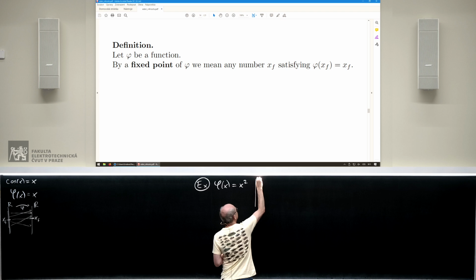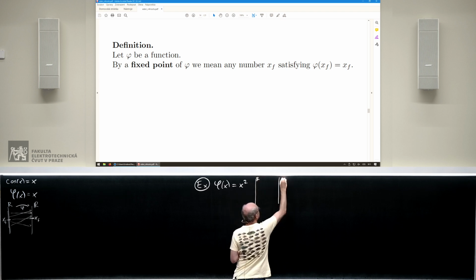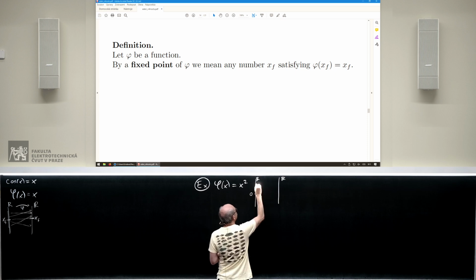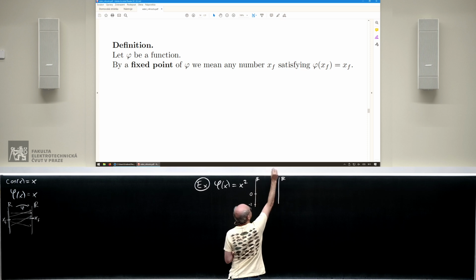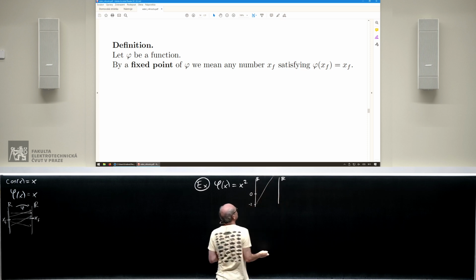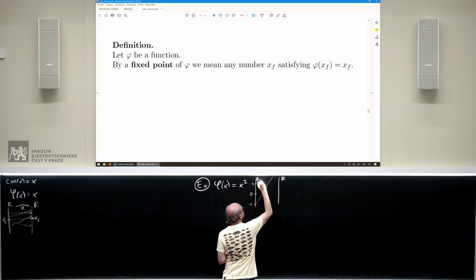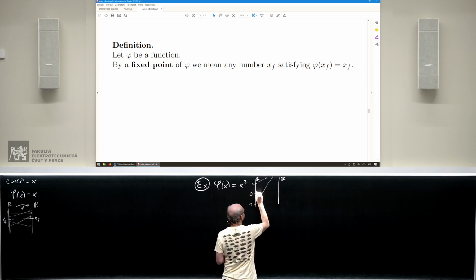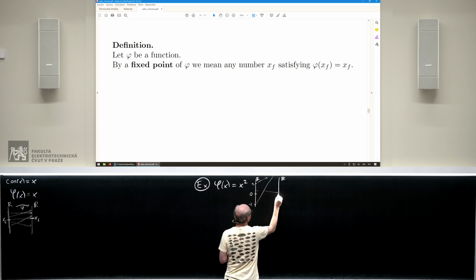So how does it work? One copy of real numbers, another copy. Now here is 0, and let's say here is -2, and -2 is sent to 4, so it's somewhere up there. And 2 is also sent to 4. So there are all kinds of things happening. 1/2 is sent to 1/4, so it goes like that.